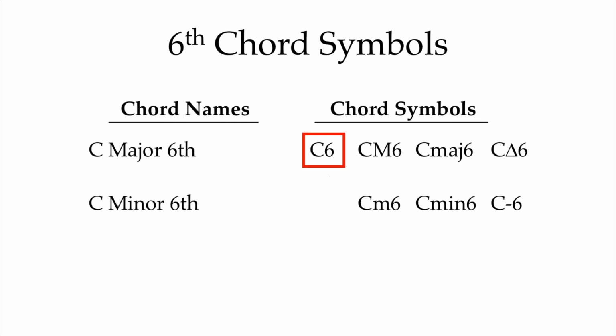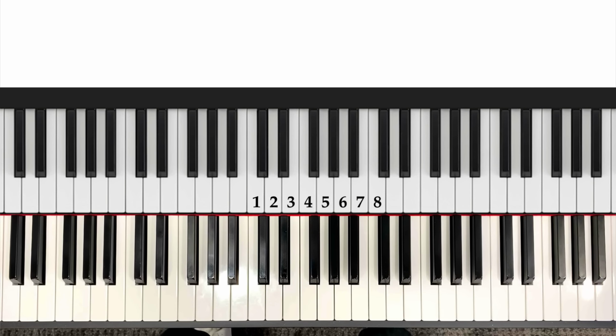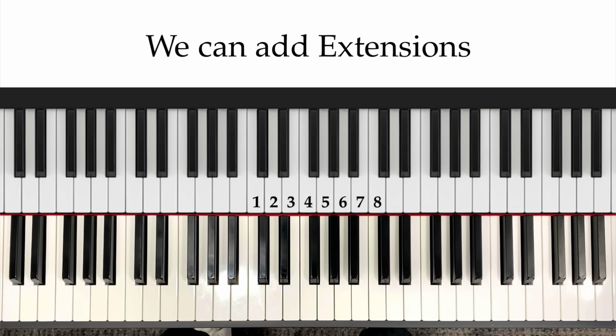And for the rest of the symbols, it's the same. You have capital M and lowercase m, you have a shortened version of the chord names, and you have the triangle major sign and the minus minor sign. Next, as far as adding notes to our basic chord, we can add what are called extension notes.